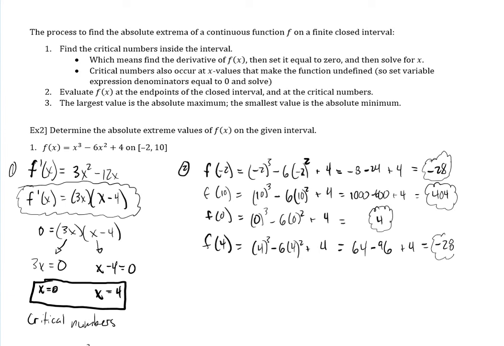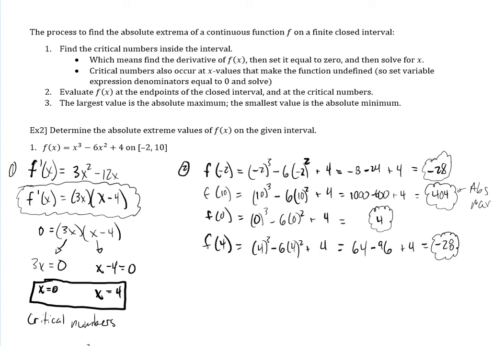Okay, so we're going to double check this though right now. So I've got these circled. We want to figure out which one is the absolute maximum and which one is the absolute minimum. If I did this math right, it looks like our biggest value is 404. So this is currently our absolute max, because that is the biggest.